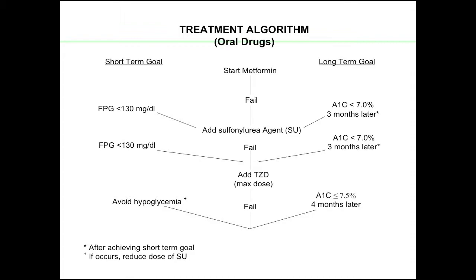If it's greater than 7, then we would add a sulfonylurea. If the fasting glucose cannot be gotten down on a maximal tolerated dose of metformin, we would add sulfonylurea, again trying to get the fasting sugar down to 130. And again, if we did, we'd wait 3 months and see where we are with the A1C. If the maximal doses of those two fail, then we would add pioglitazone, and we add a maximal dose.